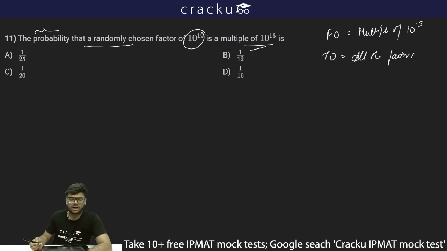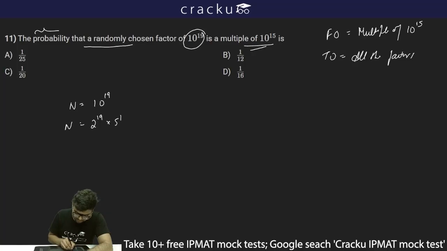So first let's find the total factors. If I say n is equal to 10 to the power 19, this can be written as n equals 2 to the power 19 into 5 to the power 19. Now, for any number of the form a to the power p into b to the power q into c to the power r, the number of factors is p plus 1 into q plus 1 into r plus 1, and so on.